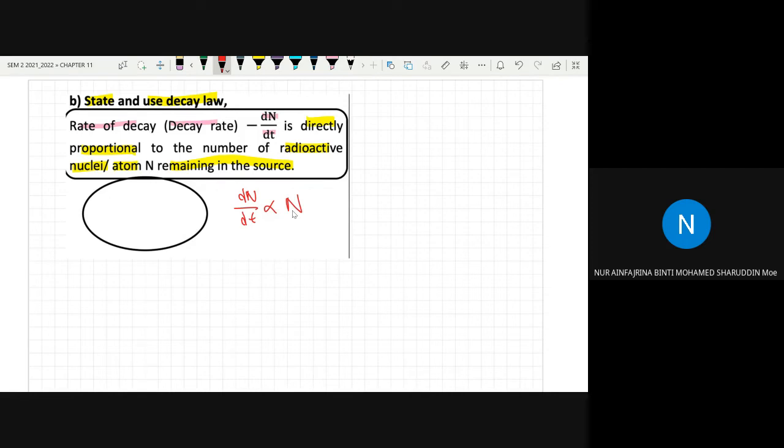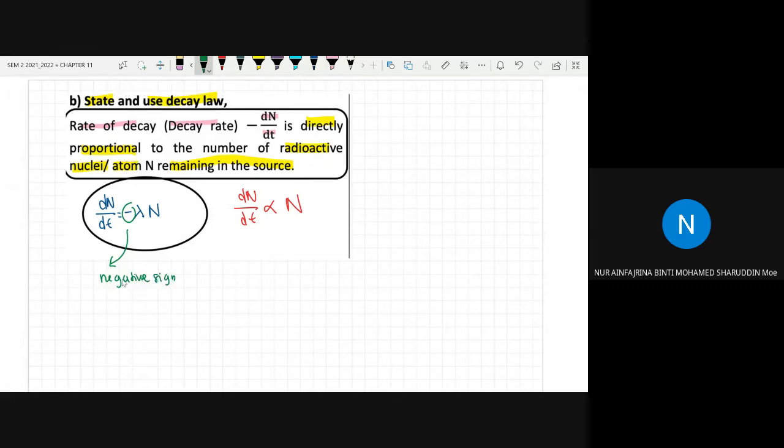So when it is directly proportional, we can add a constant. So you know dN/dt equals negative decay constant times N. Please, for this chapter, this is not wavelength, but it is the decay constant. So why is there a minus sign? In calculation, we just ignore the minus sign, but it has its reason.